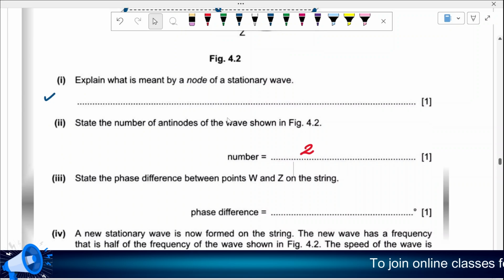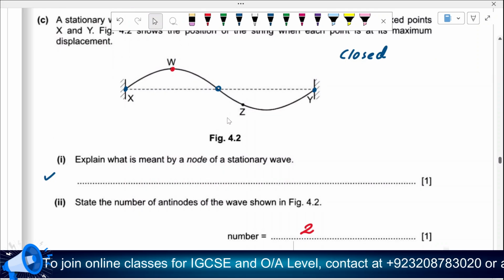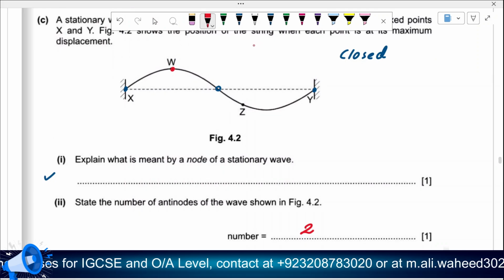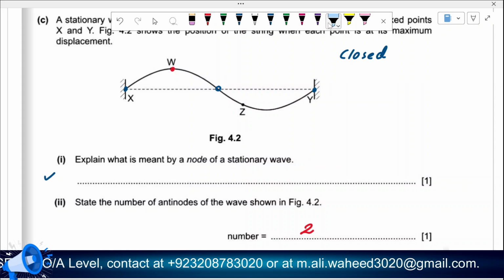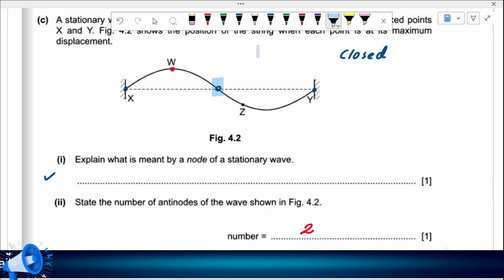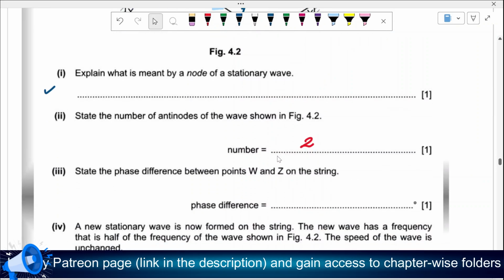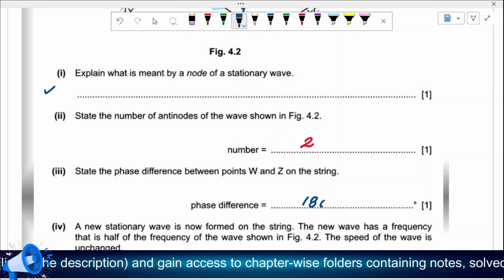State the phase difference between points W and Z on the string. Okay, the points W and Z are separated by a node, or should I say they are separated by an odd number of nodes. Hence the phase difference would be 180. And we know that W would move downward, but at the same time Z would move upward. So the phase difference would be 180.